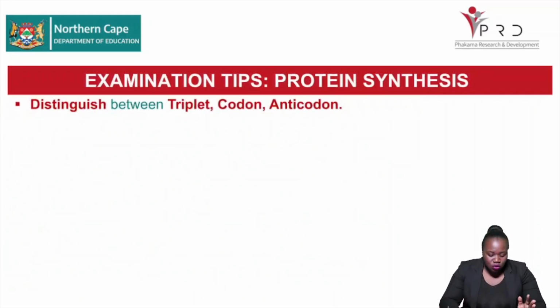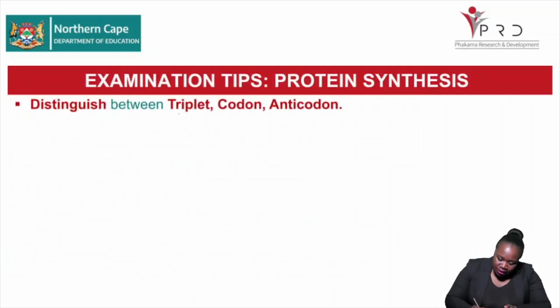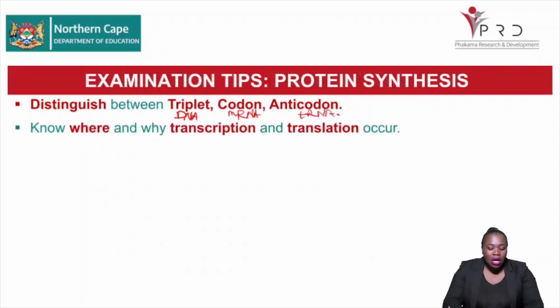You should be able to distinguish between the triplet, a codon, and an anticodon. Remember, the triplet is on a DNA molecule, the codon is on the mRNA, and the anticodon is on the tRNA. You need to distinguish between these so that when the question says codon or anticodon, you know what they are referring to. Make sure that you do not mix these up. It helps a lot when the question is talking about translation and transcription, so you understand what you should do.